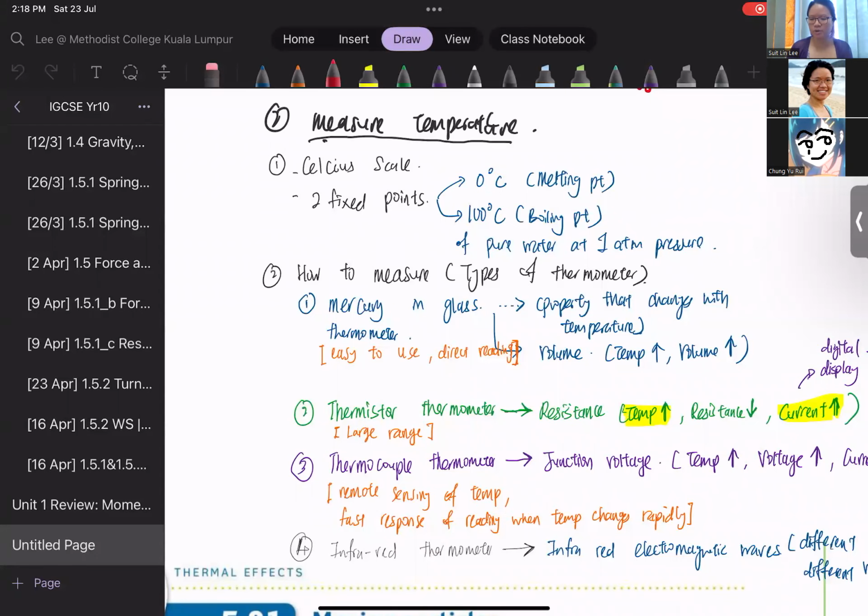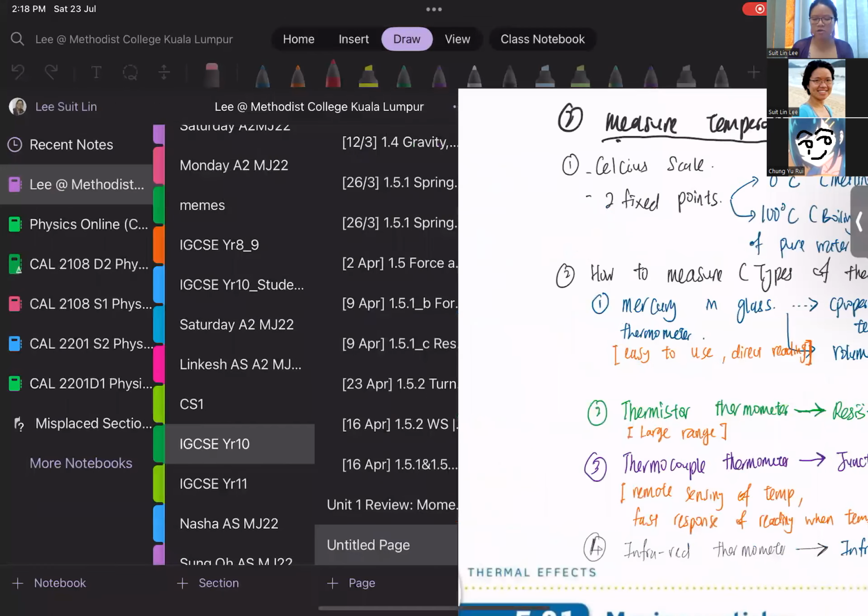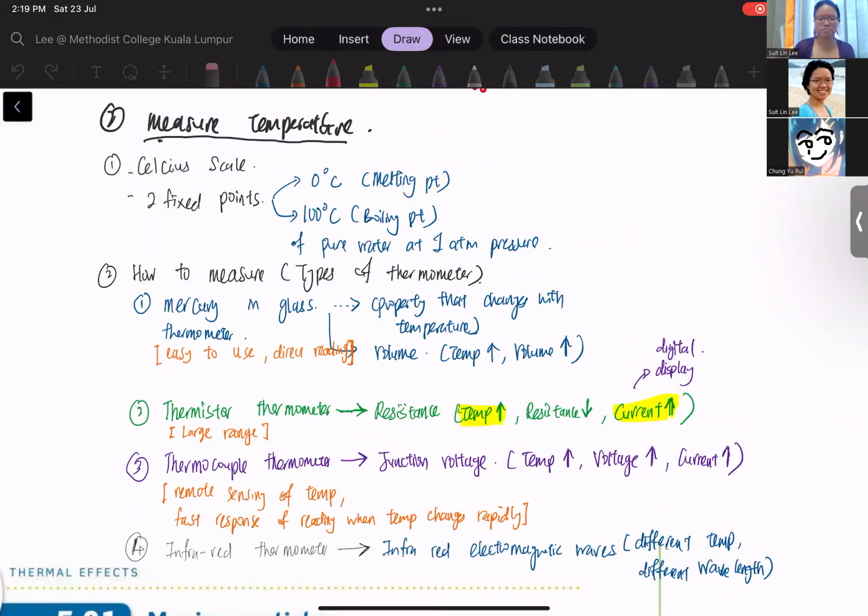Okay, let's see where we stopped last time. So this chapter is quite chill. It's mainly about heat and temperature.